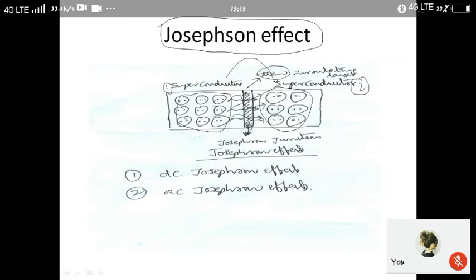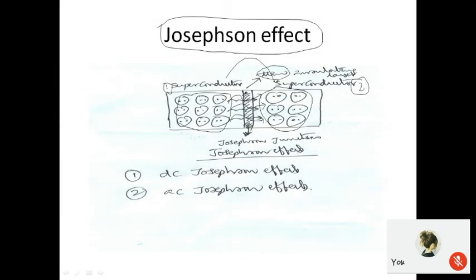Present in superconductor 1, they will try to cross this thin insulating layer, or penetrate through it, or tunnel through the thin insulating layer. Thereby, they will try to enter from superconductor 1 to superconductor 2 via the thin insulating layer. So these tunneling Cooper pairs from superconductor 1 to 2 through the thin insulating layer constitute a small supercurrent. That effect is known as the Josephson effect.